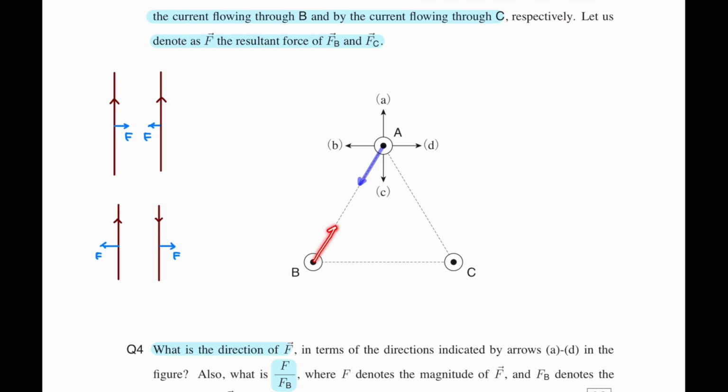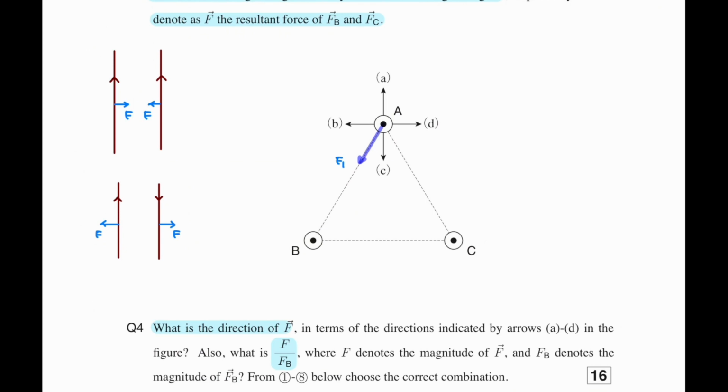On wire B, there is also a magnetic force attracted to A, but we do not focus on this. We just focus on A. This is FB, and then there is also a magnetic force acting on A due to C. Since the direction of the current is the same, the direction of the force will be attractive. If I draw it in the same diagram, this is FC.